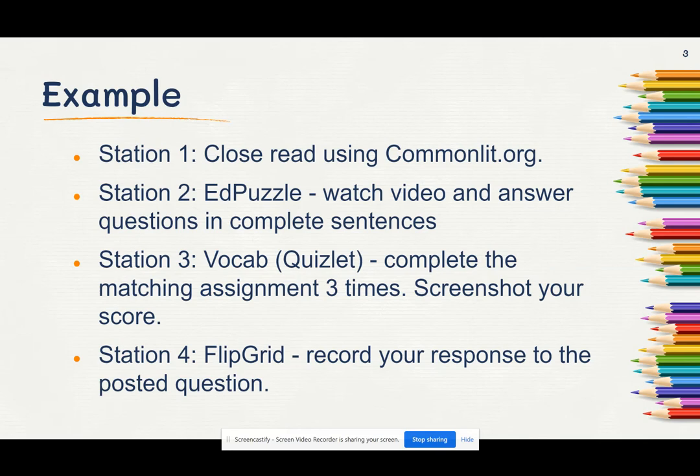The next station, they could be doing like a Quizlet or quizzes or Kahoot or something. And they must do that 3 times, and then they can screenshot their score and send it to you. And then the last station could be a Flipgrid. Again, it could be a partner Flipgrid, it could be a group Flipgrid, or an individual Flipgrid. But this one is all online.